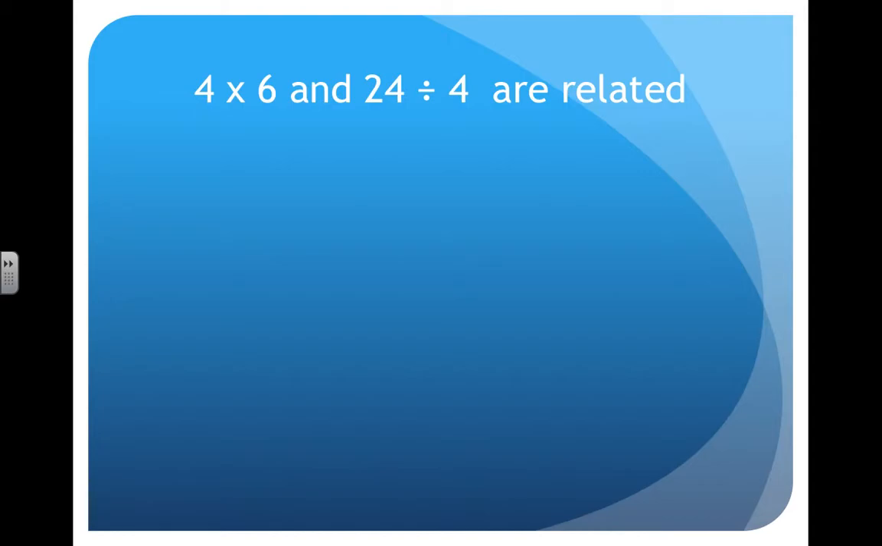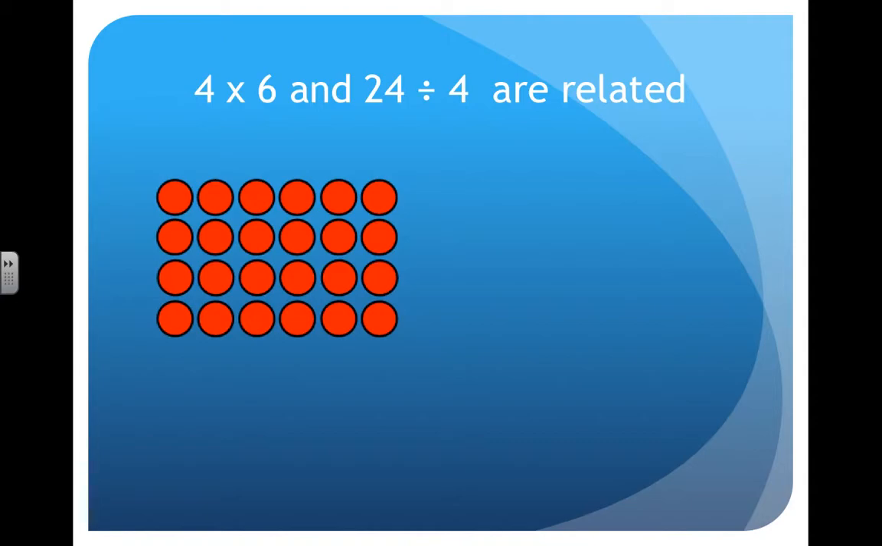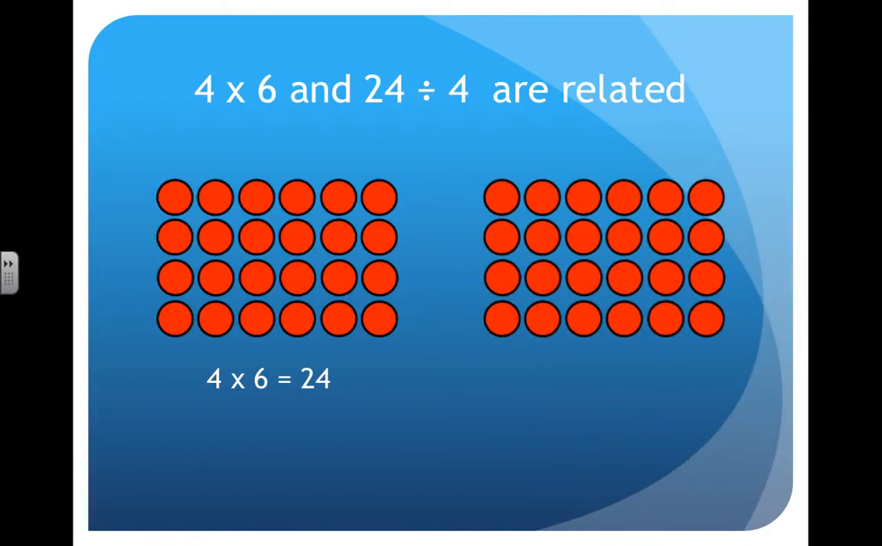Four times 6 and 24 divided by 4 are also related. Here's the array that shows 4 times 6, and your product is 24. Here's the exact same array, but this time we are going to use the division equation. There are 24 total red circles divided into 4 equal groups. So your equation would be 24 divided by 4. And if you count how many red circles are in each row, you should get 6. 1, 2, 3, 4, 5, 6. So 24 divided by 4, your quotient is 6.